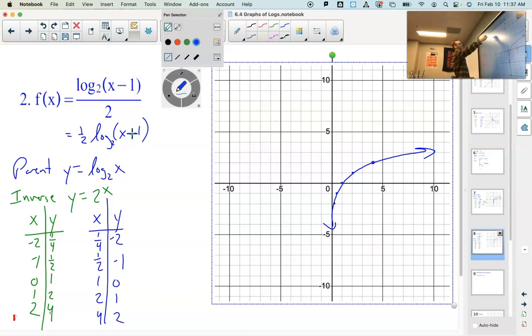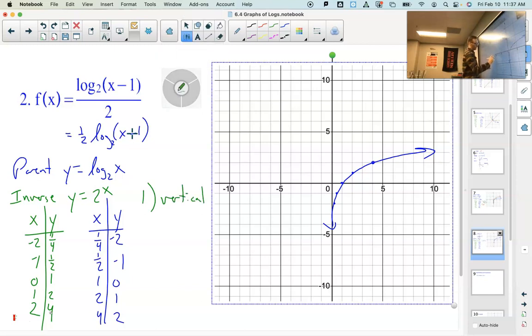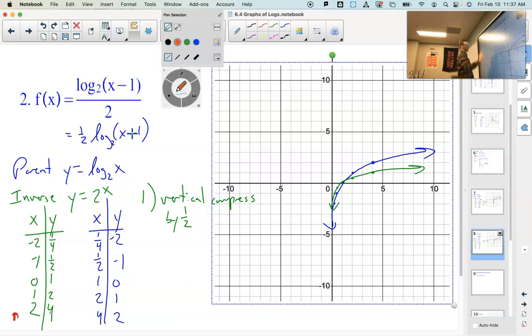Keep wanting to hit that pause button. That's where my colors usually are. All right. Now that we have that, we see 2 transformations. First transformation. We know we do multiplication first, so we're going to vertically compress by 1/2. So I'm going to multiply all the y values by 1/2. There it is.